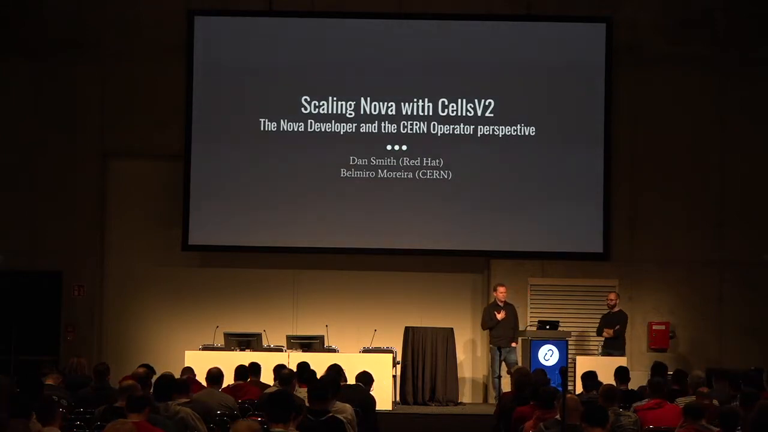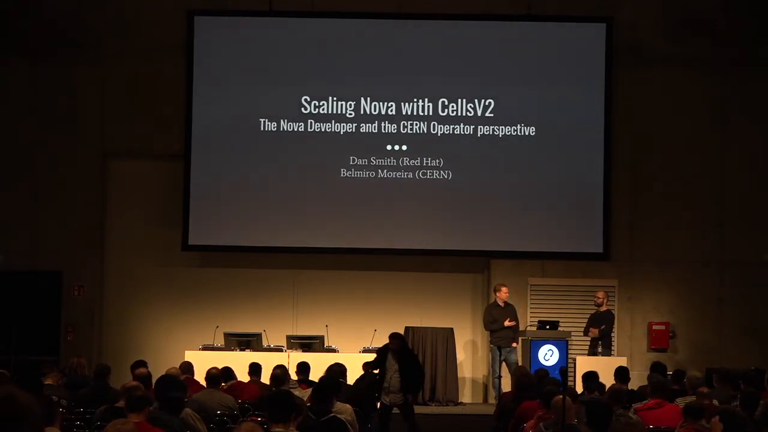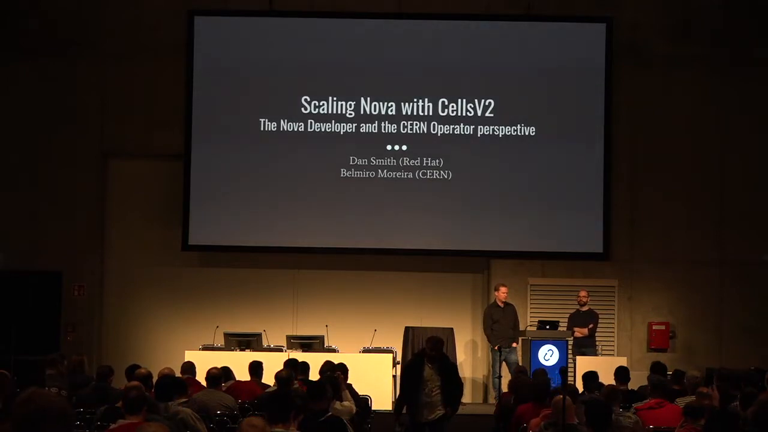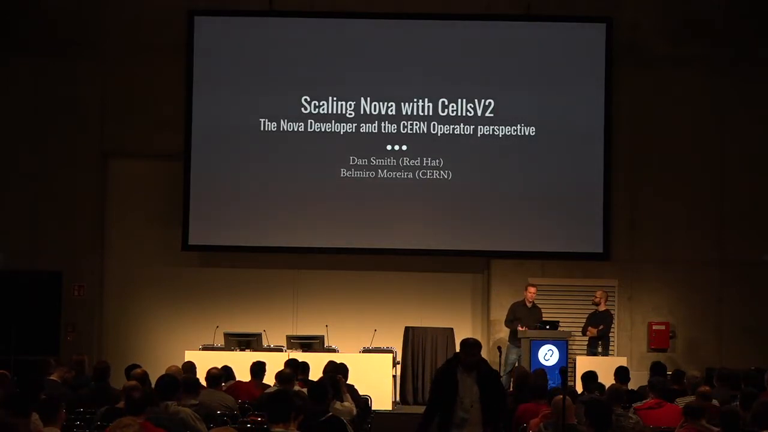So my name is Dan Smith. I work at Red Hat. I'm Belmiro Moreira. I work at CERN. And we're going to talk about scaling Nova with CellsV2.